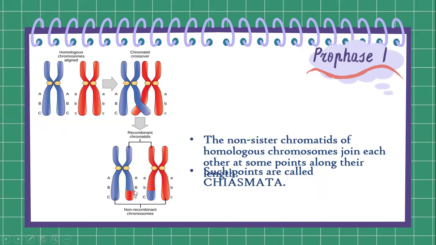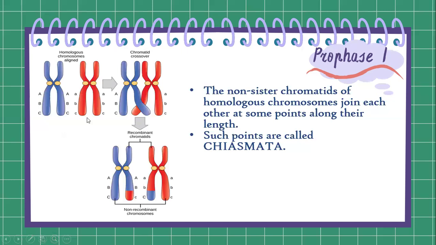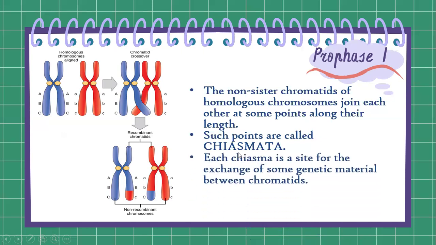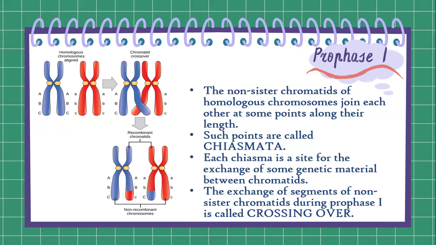Okay. The non-sister chromatids, we have seen, the non-sister chromatids of homologous chromosomes join each other at some points along their length. Okay? They join each other. Such points are called chiasmata, and each chiasma is a site for the exchange of some genetic material between chromatids. The exchange of segments of non-sister chromatids during prophase I is called crossing over. This is a very important phase of meiosis.